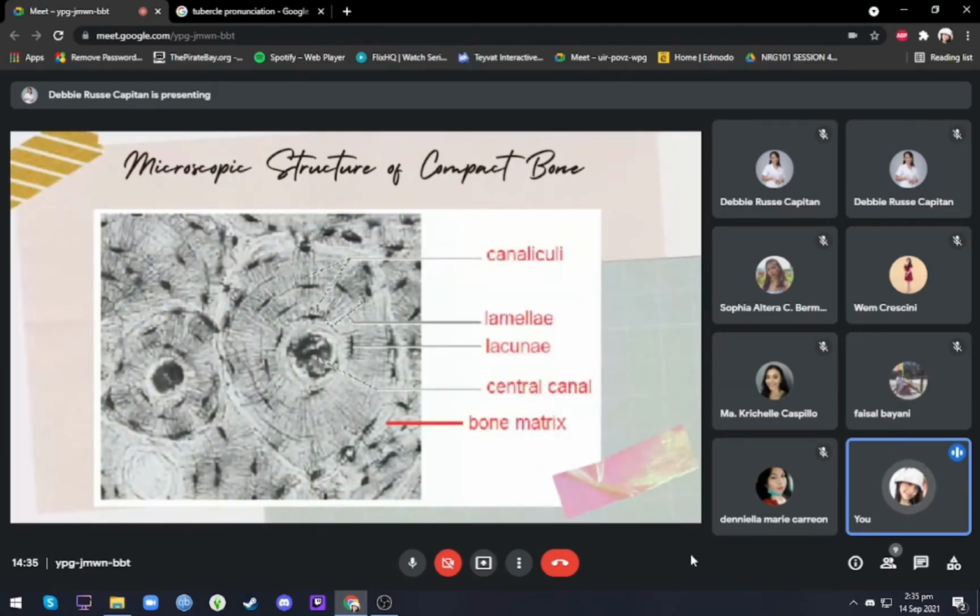Now, let's proceed to the microscopic structure of compact bone. As you can see on the screen, you can visualize the canaliculi. Next is the lamellae and the lacunae, the central canal, and lastly, the bone matrix.